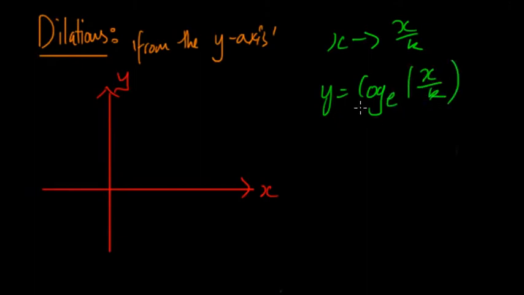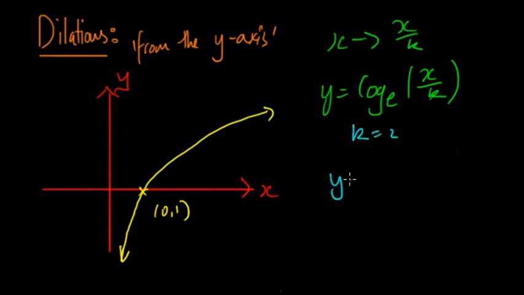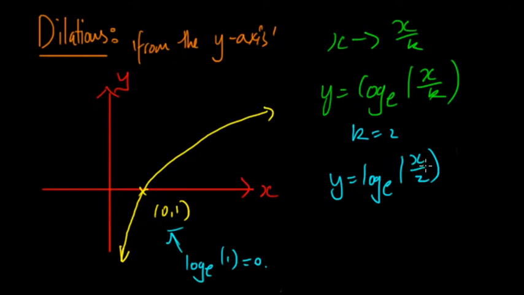So how does this affect the graph? Well, we have the original here. I'll just note that this point here is going to be (1, 0). Then if k is equal to 2, we're going to get y is equal to log e of x on 2. Now this point here is (1, 0). So that's because when you have log e of 1, that's equal to 0. However, now when you sub in x is equal to 1, you're going to get log e of a half, which is not going to equal 0.